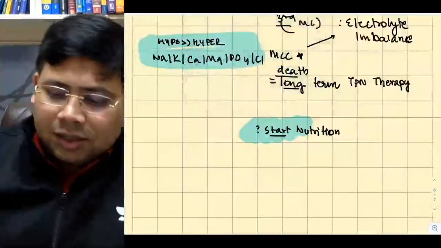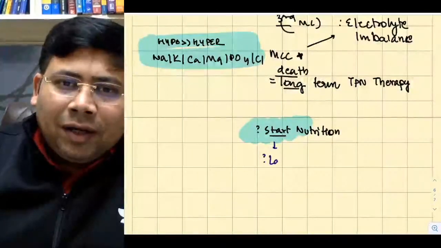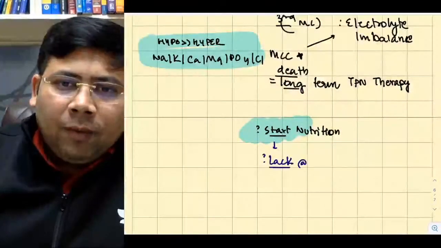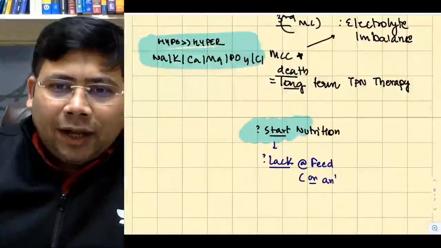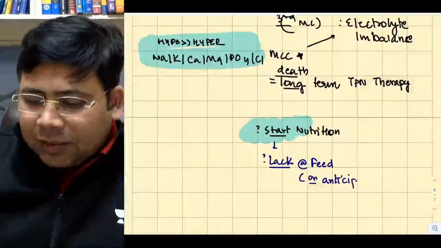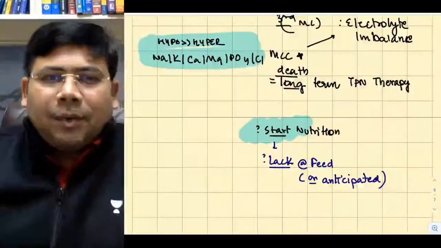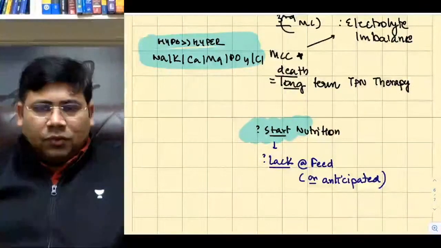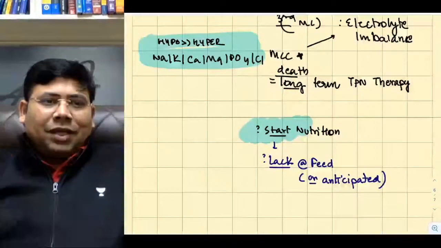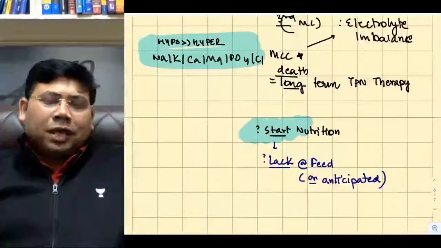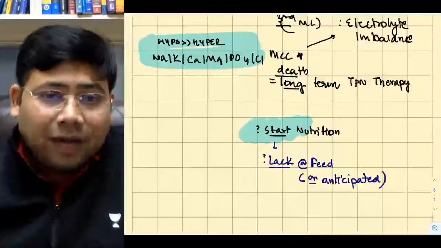The next question is, how many days of lack of feed? Or you can say anticipated lack of feed. What is the concept of anticipated lack of feed? Suppose you are doing a surgery and you know that after 6-7 days my patient will not be able to take anything. That is what is anticipated lack of feed.